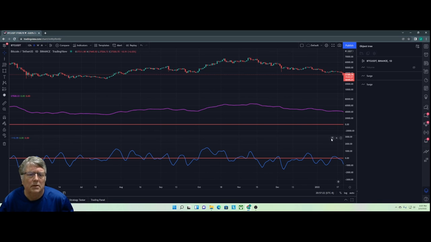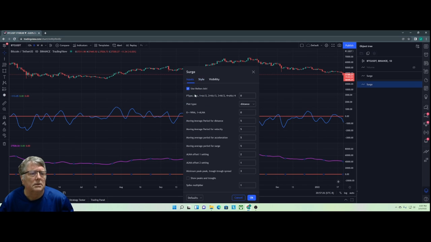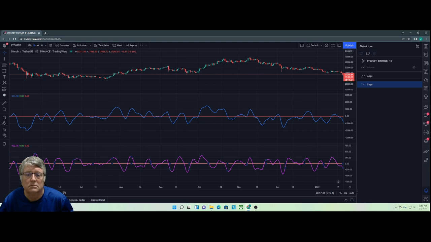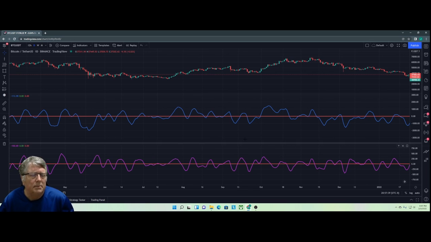I'm going to move velocity up here and switch this to acceleration. So now we have velocity up here and acceleration down here. And to describe acceleration takes a little bit more effort.